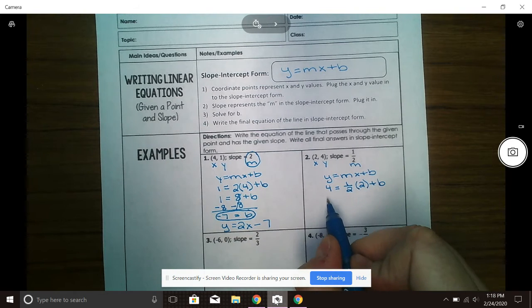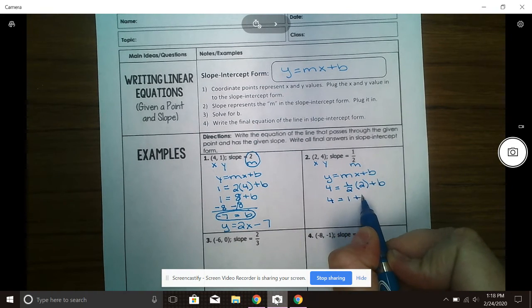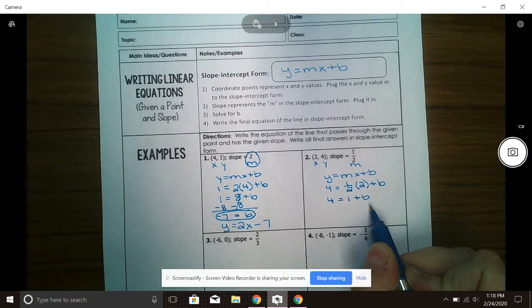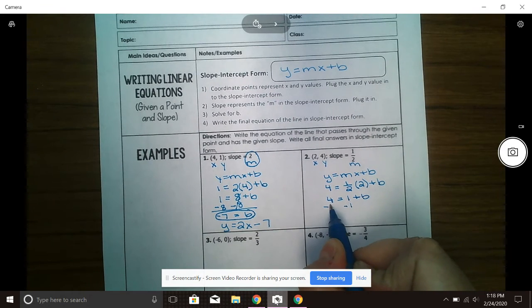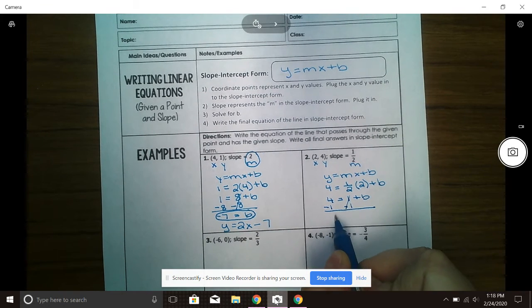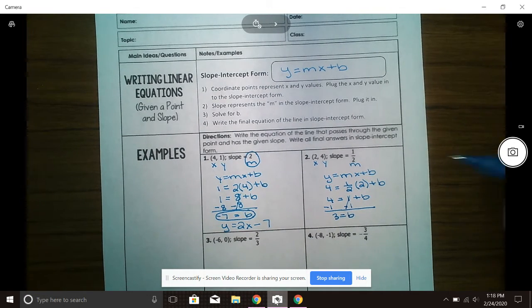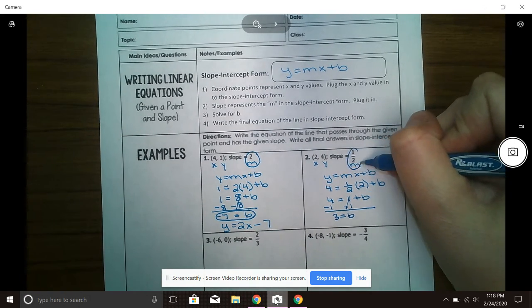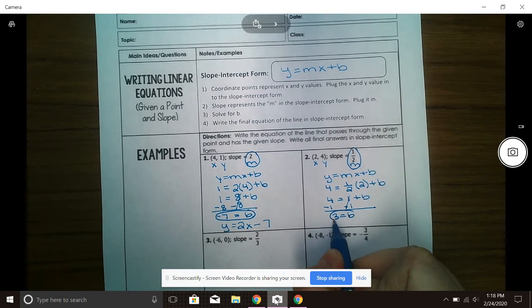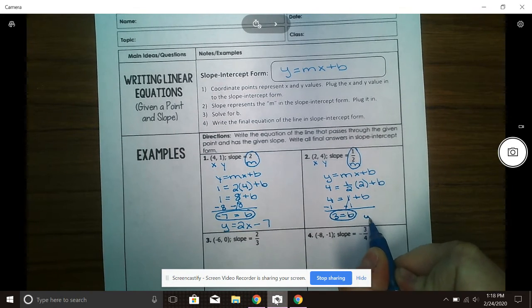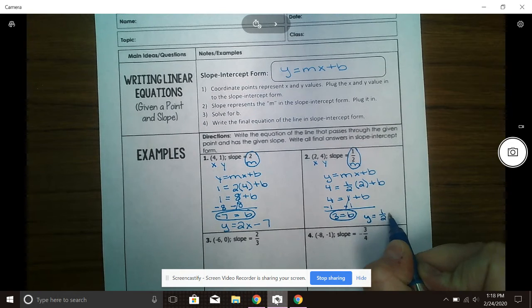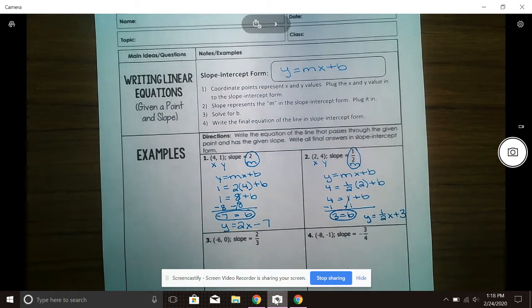Half of 2 is 1. To solve for b, I'm going to subtract 1 from both sides. So I get 3 equals b. My final solution includes the slope of 1/2 and the y-intercept of 3. y equals 1/2 x plus 3.